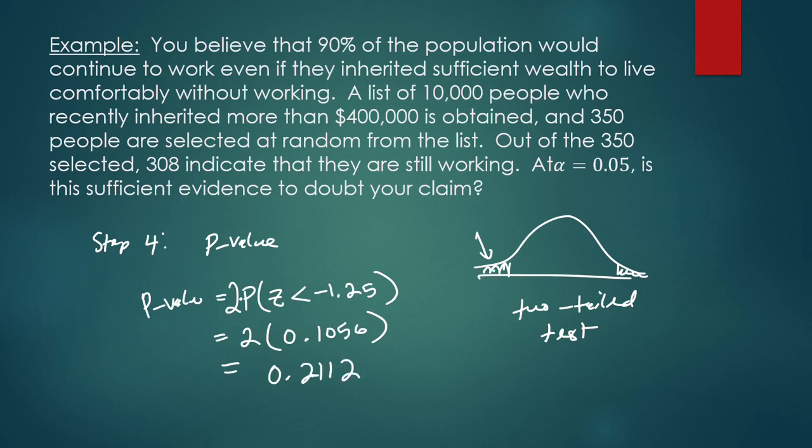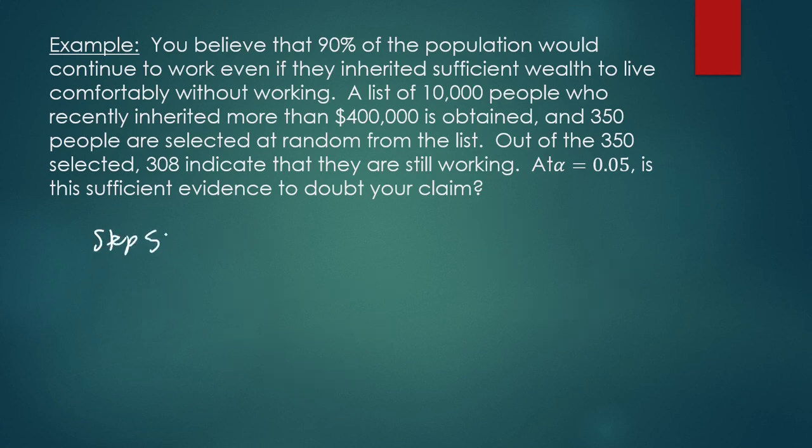This area on the left is 0.1056, and since there's two of them, we're going to double it, and that's how we get this number, 0.2112. Step 5, we're going to state our conclusion. I always ask, is the p-value less than alpha? Our p-value is 0.2112. And is that less than alpha, which is 0.05?